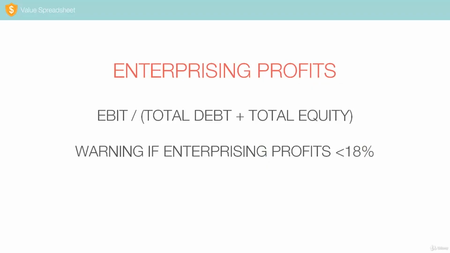The second ratio is called enterprising profits. We calculate this ratio by taking earnings before interest and tax, or EBIT in short, and dividing this by total debt plus total equity. If enterprising profits are higher than 18%, then there is a high probability that the firm is creating value. If enterprising profits are below 18%, the firm is potentially destroying value and should therefore be avoided.